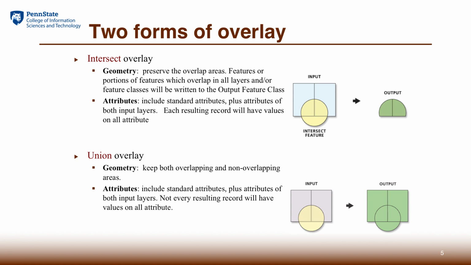When we talk about overlay analysis, basically we talk about two forms of analysis. One is called intersect, the other is called a union. The difference is mainly on the geometric operations you're going to do. So intersect, we're going to keep only the overlapping areas in the output, but union, we're going to keep both the overlapping and non-overlapping areas in the output.